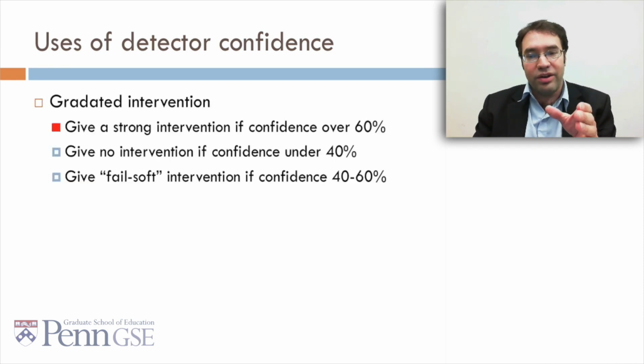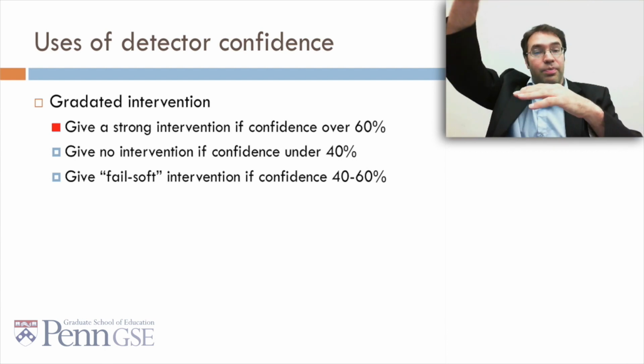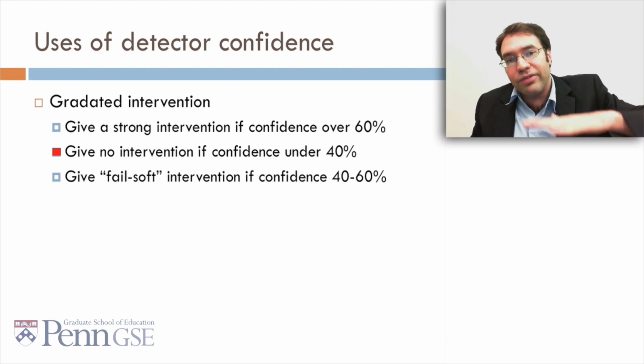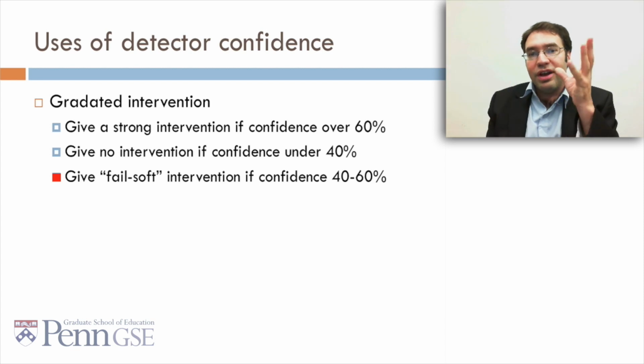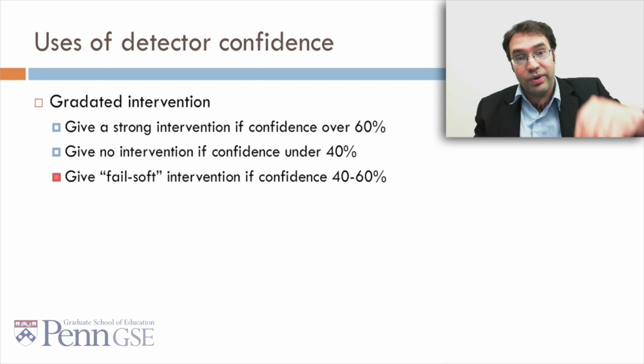You can use detector confidences in several ways. First of all, for gradated intervention. Maybe you want to give a strong intervention if the confidence is high, over 60% or 70% or whatever. Maybe you want to give no intervention at all if the confidence is under 40%. And maybe you want to give some sort of fail-soft intervention, an intervention that's just not that harmful if you've given it incorrectly, if the confidence is in between.